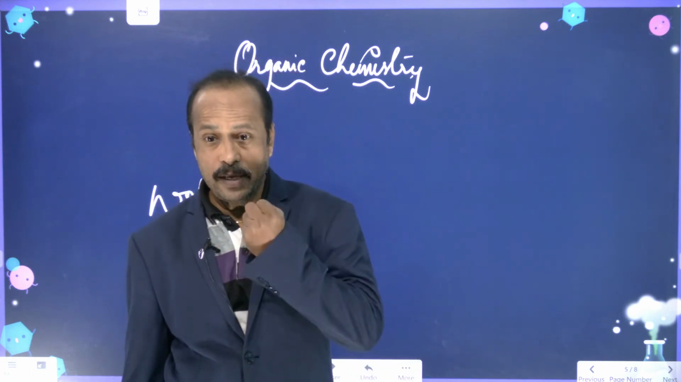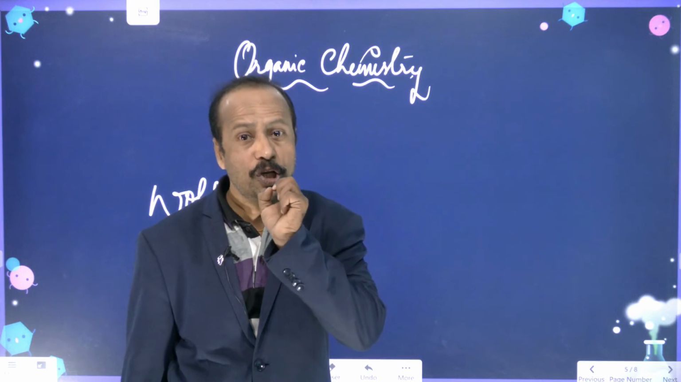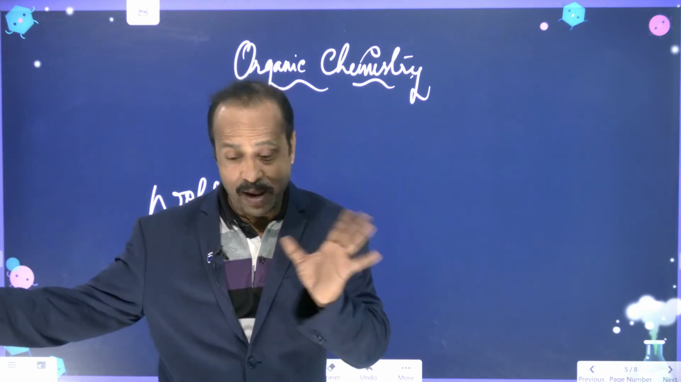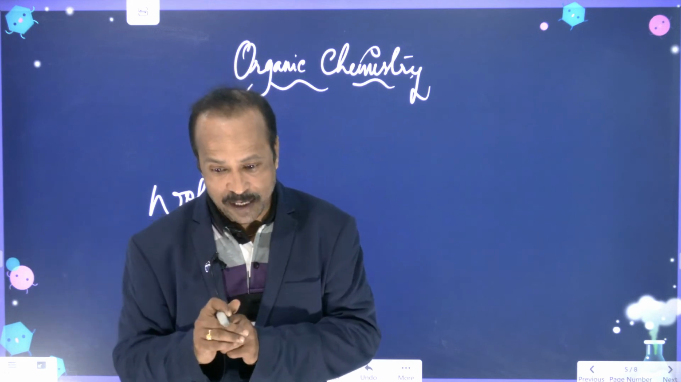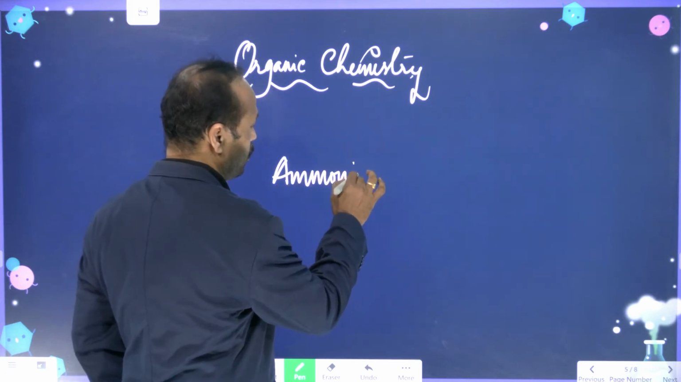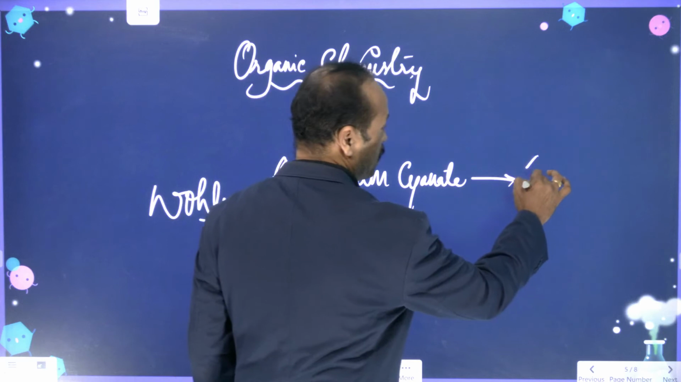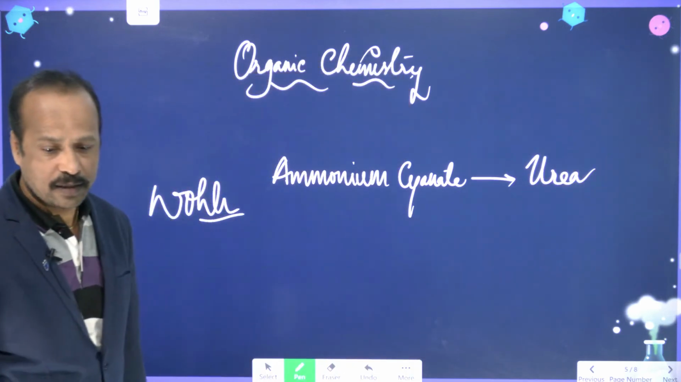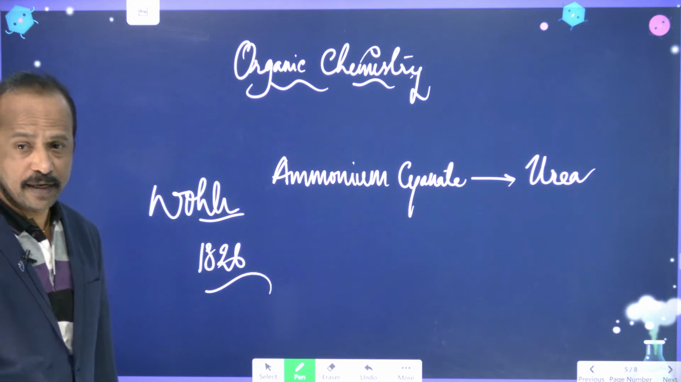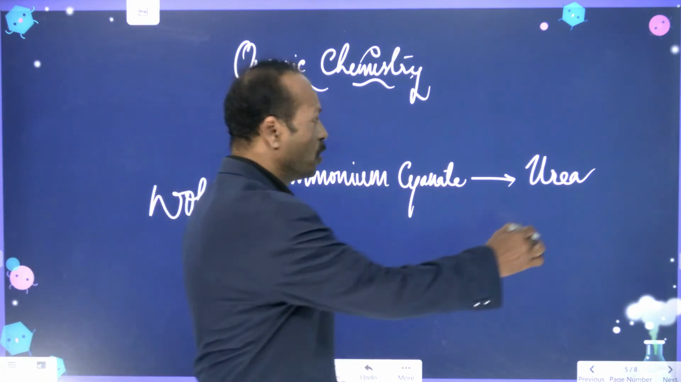What he did was, he prepared a substance called urea. He prepared urea from an inorganic substance, means a material available in nature, not from plants or animals, called ammonium cyanate. From this ammonium cyanate, he prepared the substance called urea. In which year? 1826, means about 200 years back. So he prepared a substance called urea.